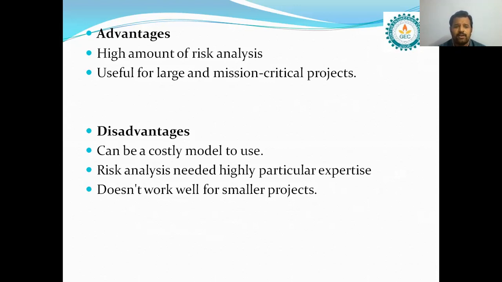The disadvantages of the spiral model are that it can be a costly model to use. If we develop a software project using this model, the cost is very high. The risk analysis needs highly particular expertise, and it does not work well for smaller projects. All these are the disadvantages of the spiral model. Okay, so this is about the spiral model.